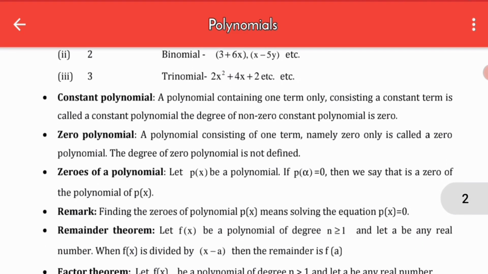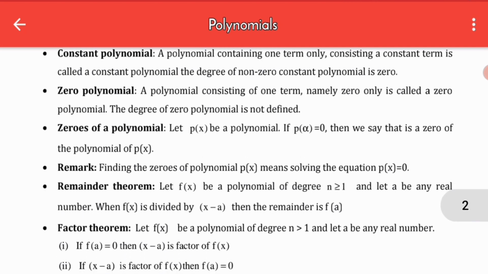Constant polynomial. A polynomial containing one term only, consisting of a constant term, is called a constant polynomial. The degree of a non-zero constant polynomial is 0. Zero polynomial. A polynomial consisting of one term, namely 0, only is called a zero polynomial. The degree of the zero polynomial is not defined.